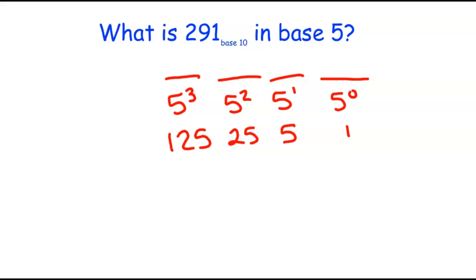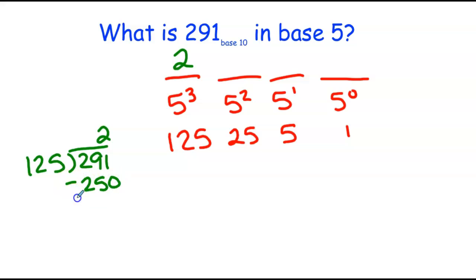So I'm going to start here and say in the number 291, how many 125s go into that number? So it's like you're dividing. There are two 125s in the number 291. So just kind of like we were doing, we would divide and we'd subtract. There are 41 left over. So we're looking for that remainder 41.